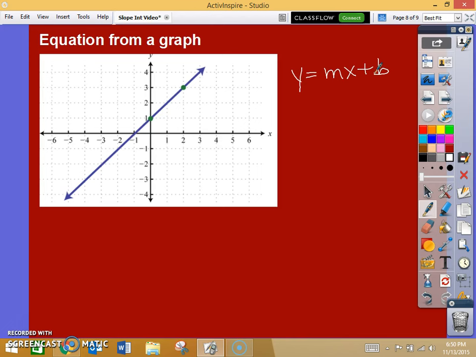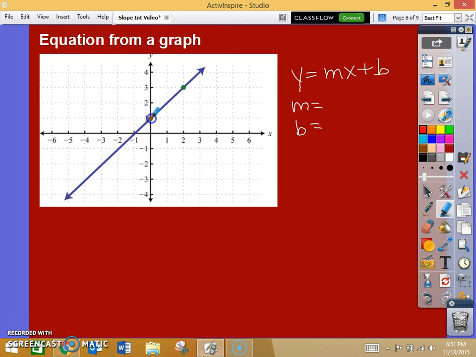Once again, I need to find my m, and I need to find my b. That's not going to change. We're always looking for the same information in every example. So to find m in this case, what we can do is called rise over run. So I don't have to use a slope formula unless I want to. I don't have to find delta y over delta x unless that's what I like to do. I can just use this picture of the graph.